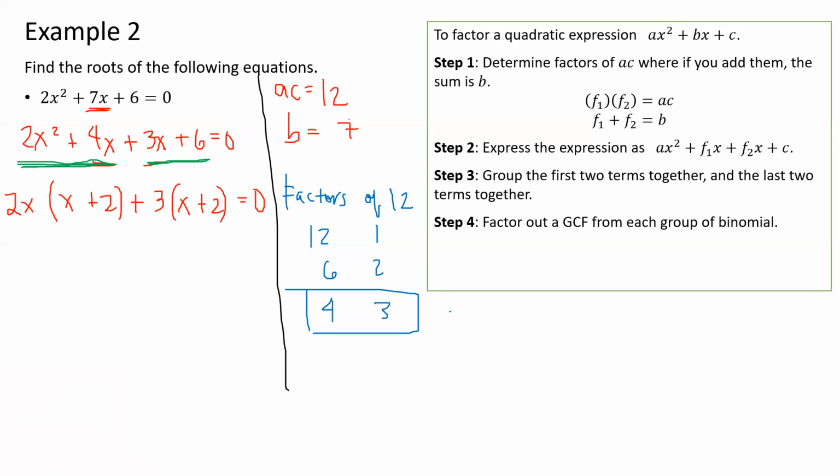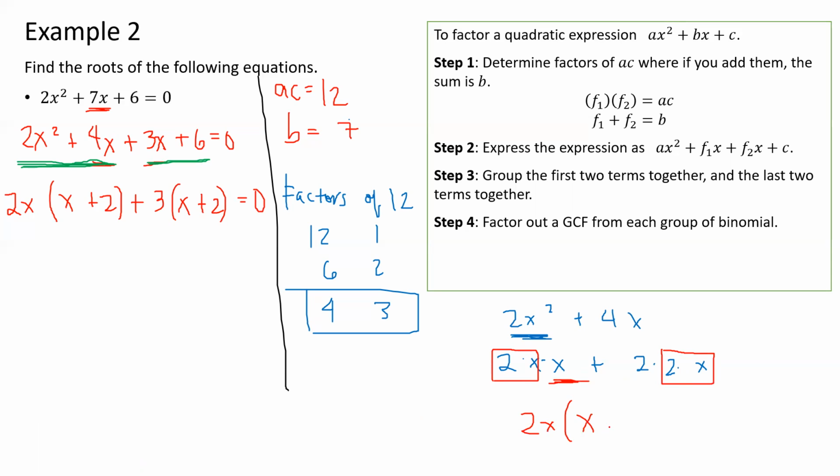If you find it difficult, 2x squared plus 4x, we can express this as 2 times x times x, and 4x we can express as 2 times 2 times x. They both have 2x as a common factor, so we can factor out 2x. And what will be left? In the first term, x is what will be left, and in the second term is just 2, so x plus 2. And that is how we get 2x times x plus 2.